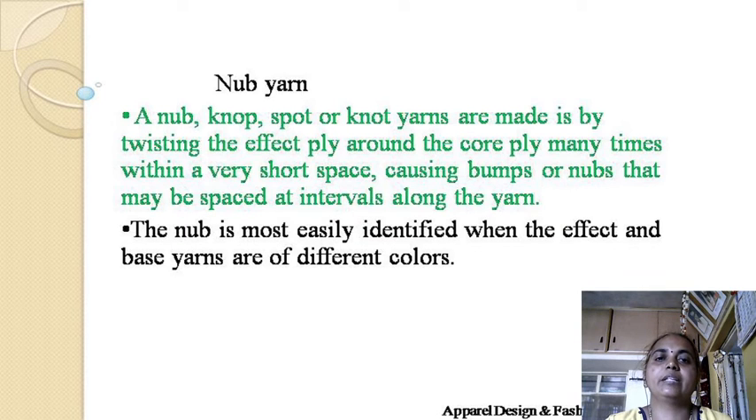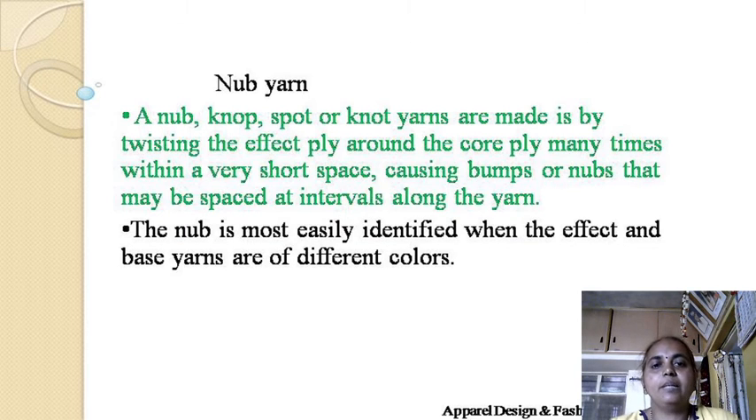So, nub effect, that is the knot effect. Nub yarn is also known as spot or knot yarn. These are made by twisting the effect ply around the core ply many times within a very short space, causing bumps or nubs that may be spaced at intervals along the length of the yarn. So, to create the knot effect, we wind or twist the ply around the core ply yarn many times, and we get the knot. That effect is created along the length of the yarn, at equal or uneven spaces. So, the nub effect is created.